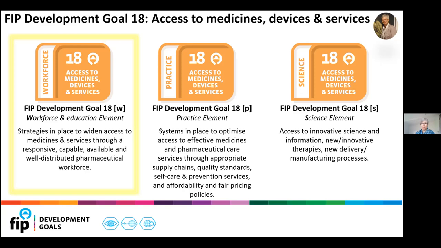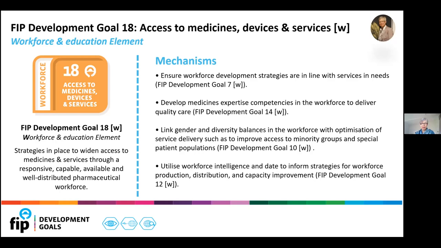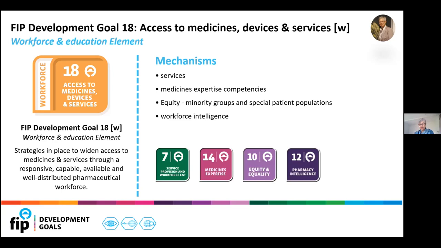I'm going to explain the mechanisms behind this element of workforce and education. It's about the workforce development strategy that should be in line with all the needs in countries and continents. It's about developing medicine expertise competencies in order to provide quality care. It's about special patient populations and gender and diversity balances. And additionally, it's also about workforce intelligence and respective strategies. Development goal 18 is related to service provision, medicine expertise, equity and equality, and pharmacy intelligence, as just shown.